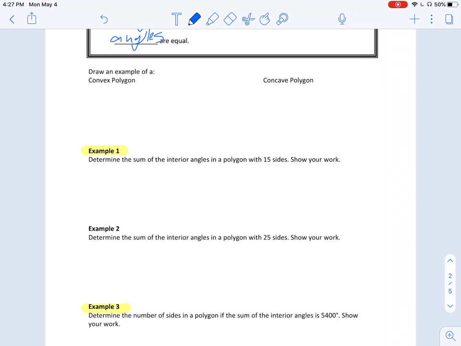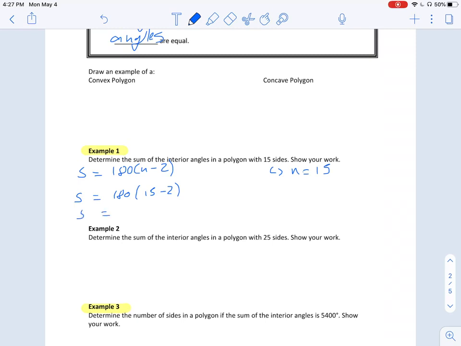I'm not going to do every single one of them, just enough to get the point across. The first example: determine the sum of the interior angles in a polygon with 15 sides. Okay, so 15 sides, I know that my n is equal to 15. The sum of my interior angles, we know that to be 180 multiplied by n minus 2. So I end up getting S is equal to 180 times (15 minus 2).